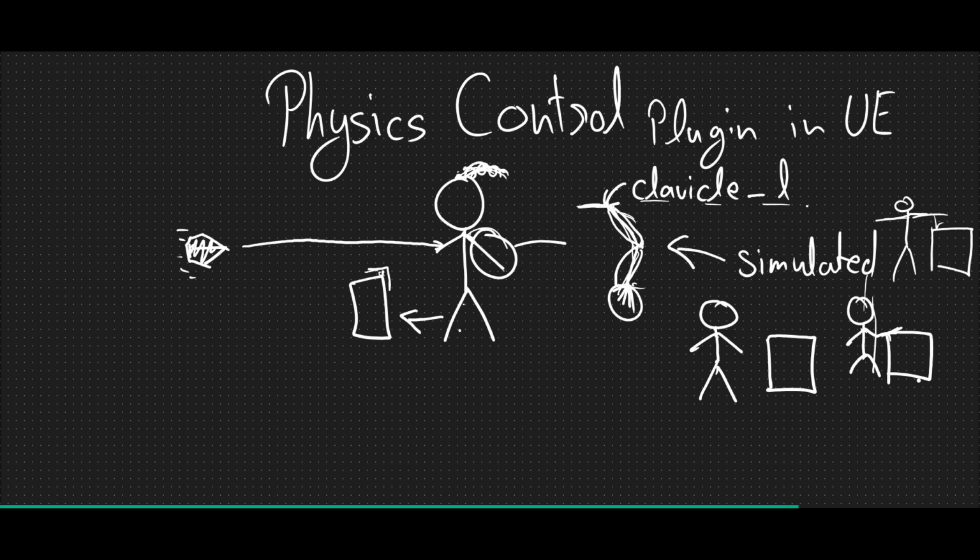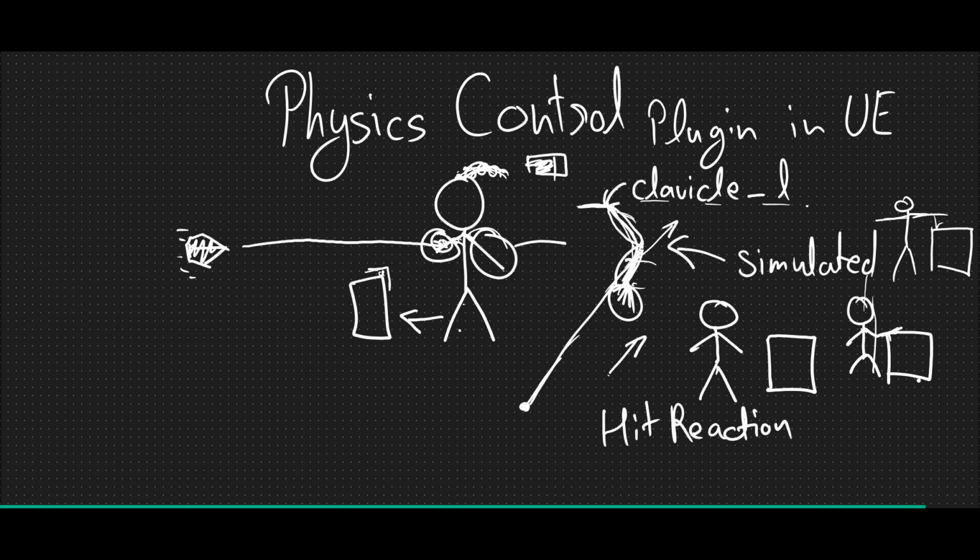Now, let's imagine a bullet comes and hits our character's arm. We can apply an impulse to the arm based on the bullet's impact location, resulting in a hit reaction that I will also demonstrate soon. So, let's dive into the tutorial and make our character move using physics.